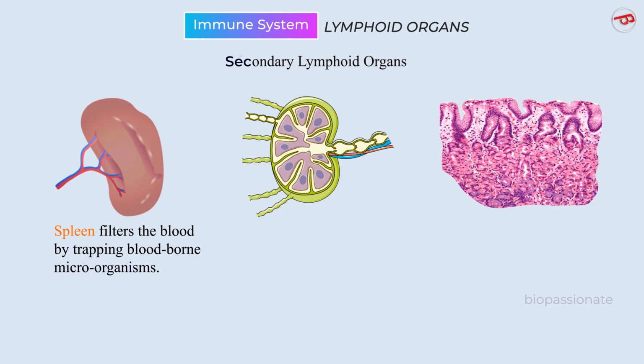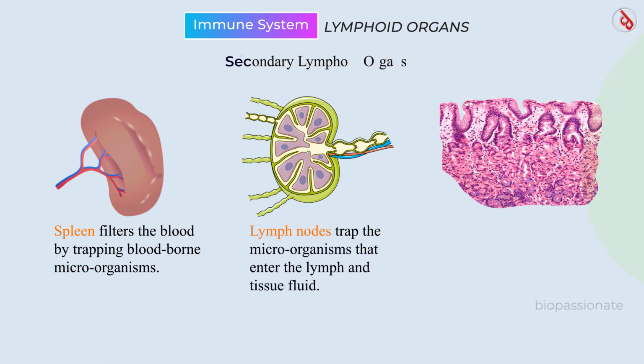The spleen filters the blood by trapping blood-borne microorganisms. Lymph nodes trap the microorganisms that enter the lymph and tissue fluid. Mucosal-associated lymphoid tissues also prevent microorganisms by coating the internal organs.